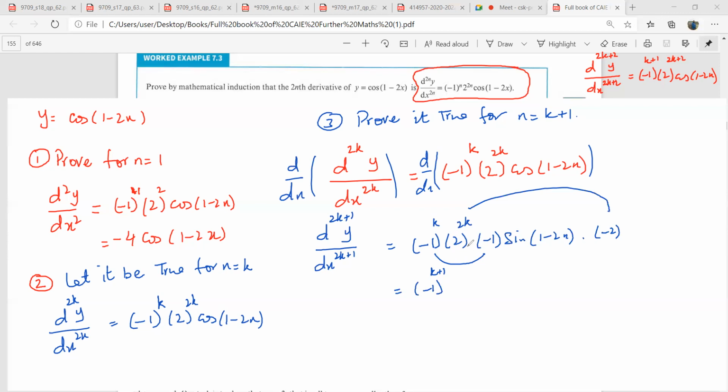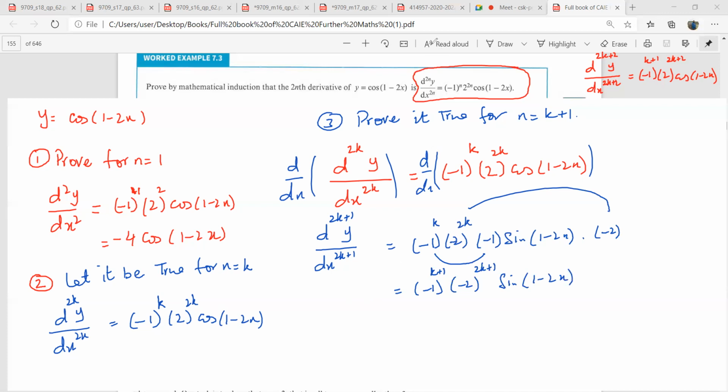So no problem, I can write it as minus 2 over here. Why can I write minus 2 over here? Because it's being squared, so it doesn't matter. There is no difference because there is an even power on it. So this is going to be minus 2 raised to power 2k plus 1, and we have this sine(1 minus 2x).